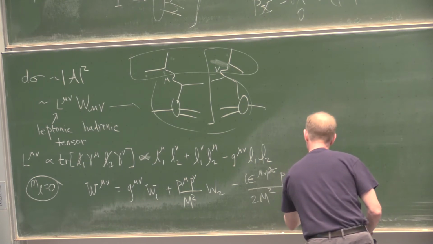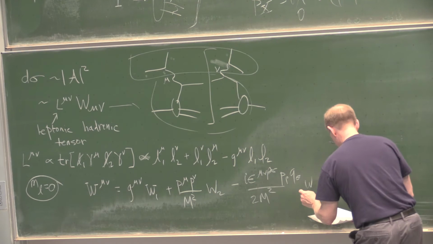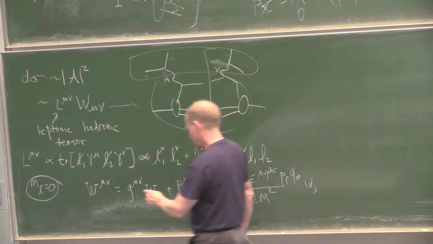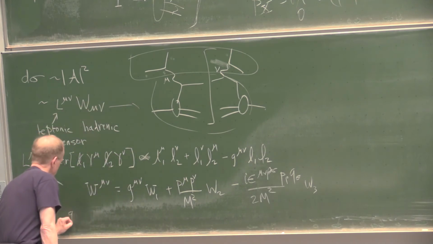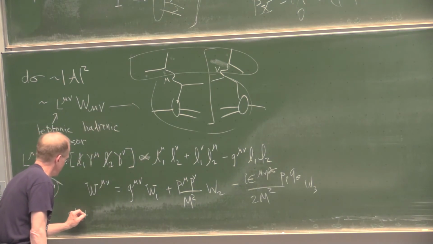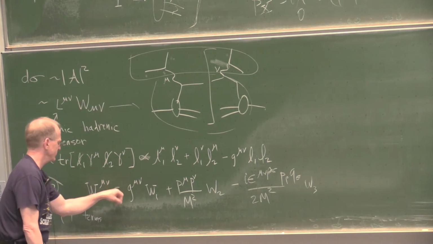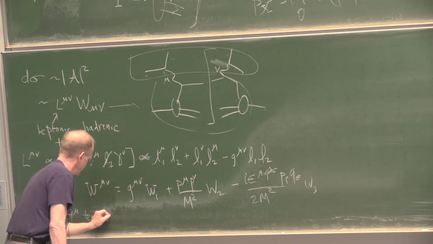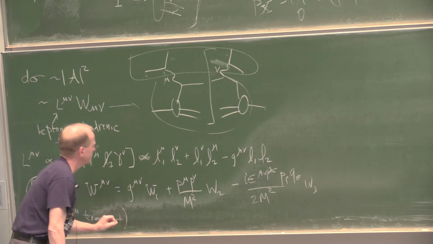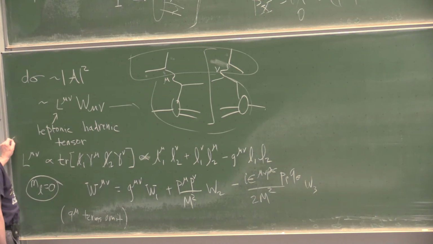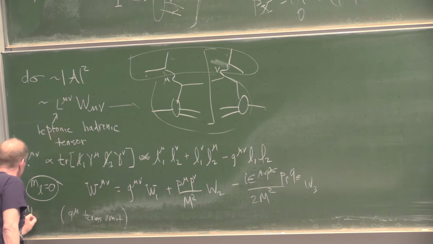That can depend on P and Q. So there should also be some Q terms that follow from current conservation. There's some transversality. I omit them because they don't matter when you contract with the leptonic tensor, because the leptonic tensor has the property, as does the hadronic one, that Q^mu L_mu is 0.